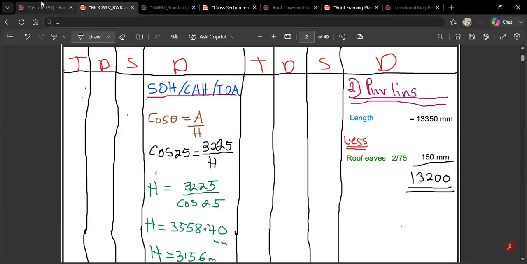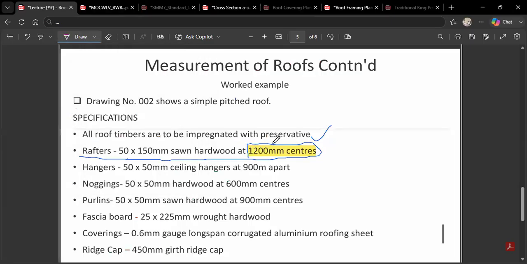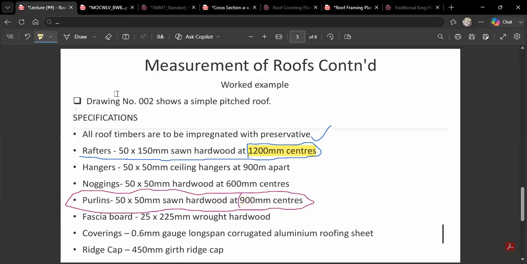Okay. Take note that if you come to this drawing, that is the specification. We say that all roof members are impregnated with preservatives. Good. But the purlins we are talking about, this is the purlins over here. Their dimension is 50 by 50 millimeters, sawn hardwood, at 900 millimeter center. So over here, we're going to do at 900 millimeter center, just as we did for the initial one.